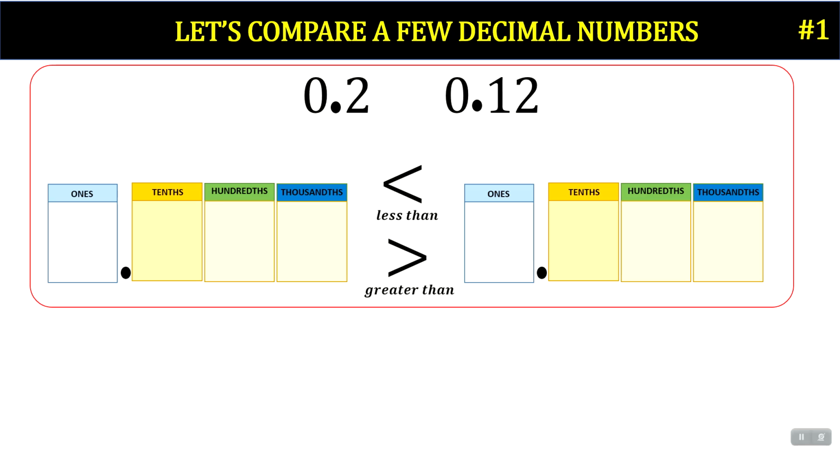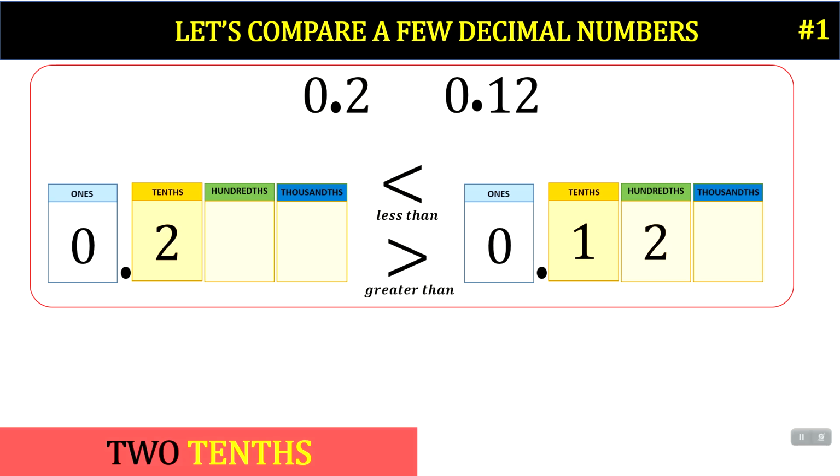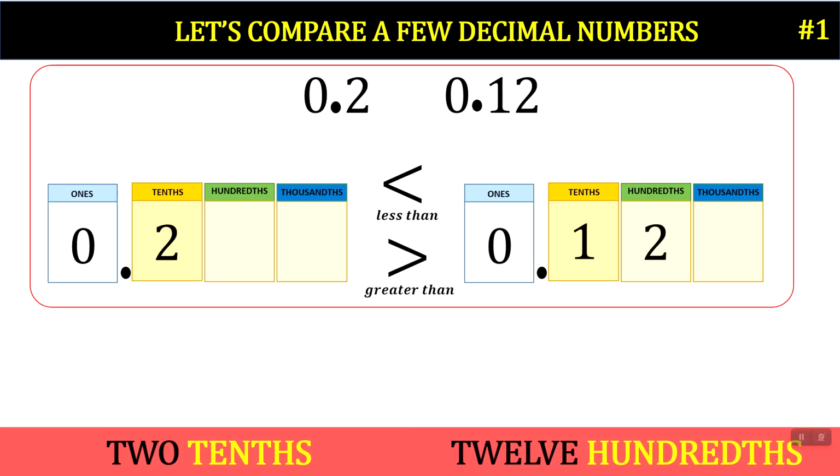Well, let's put them in the place value chart and see. 0.2 we write as 0.2. 2 is in the tenths column. And 0.12 we write 0.12. We see that that 2 is in the hundredths column, the 1 is in the tenths column. This is 2 tenths, and this is 12 hundredths. There is 1 digit after the decimal in 2 tenths, and there's 2 digits after the decimal in 12 hundredths.